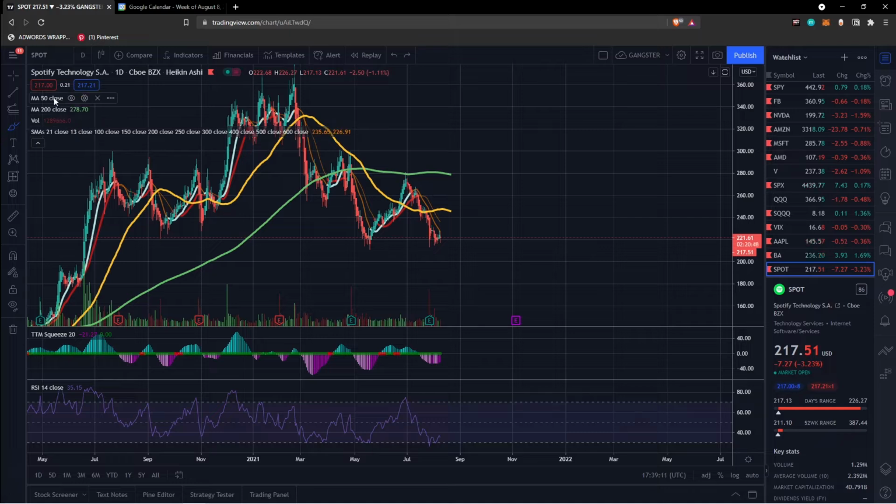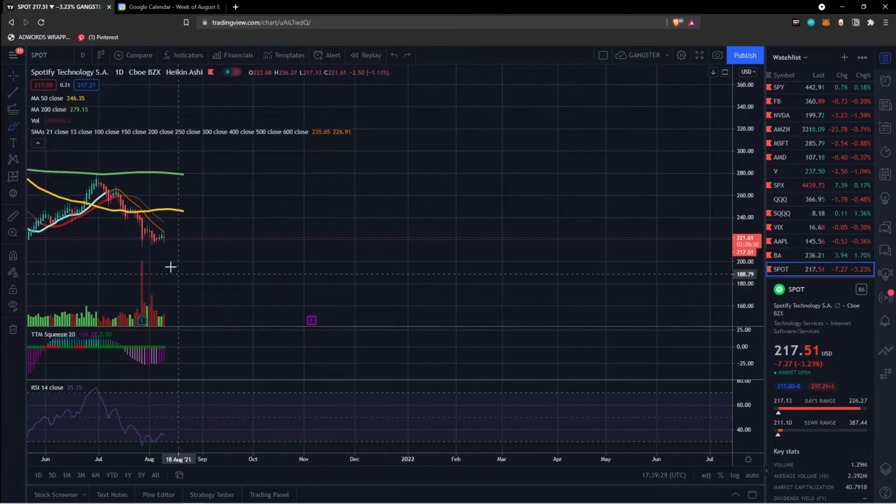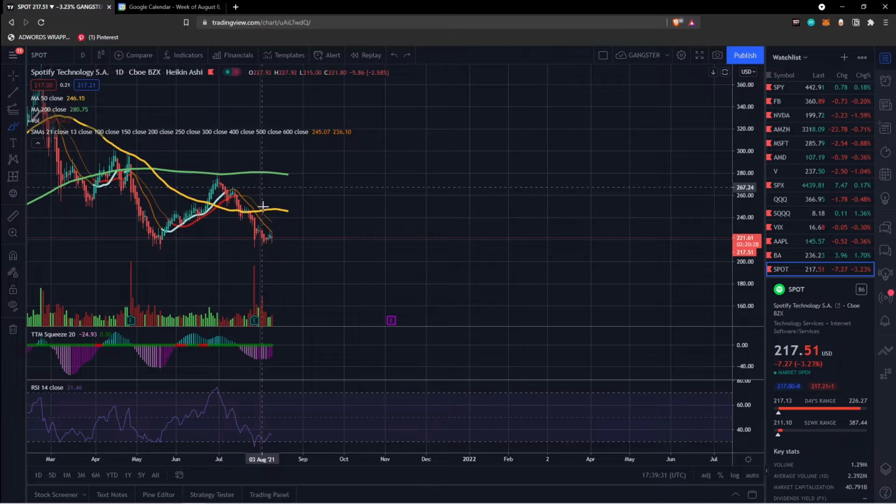So here I pulled up the daily chart, and we have the simple moving averages 21, 13. Yellow is the 50. The green is the 200. So right now you can see that the 50 moving average is below the 200. All the other moving averages are below the 50 and 21 as well. So it's a very bearish movement that's happening right now. It's still in a downtrend.